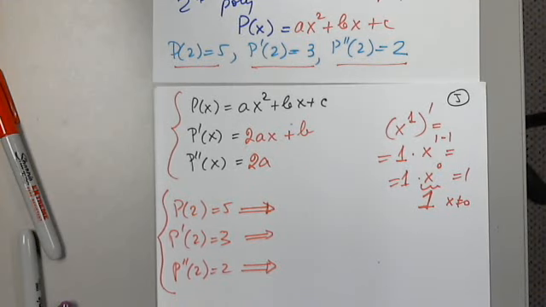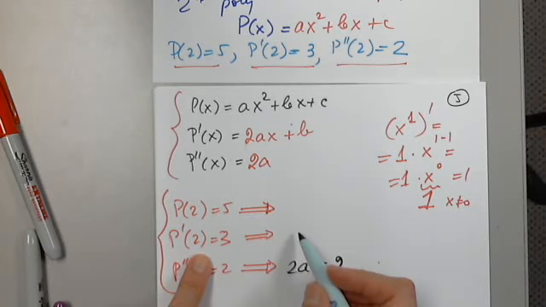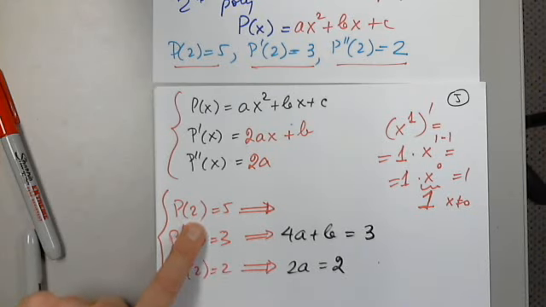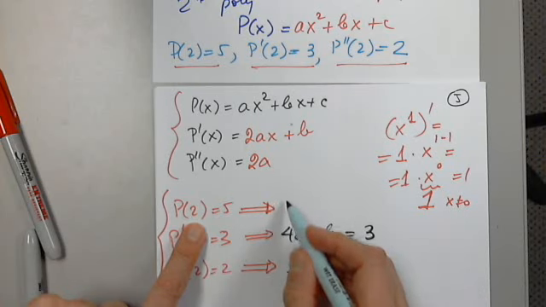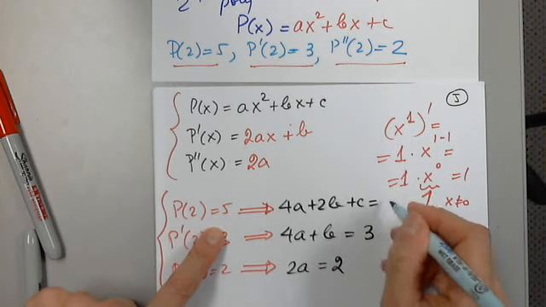Ready? So the first equation, please. Or we can start with the easy one. Yes, 2a equals? There is nothing I can plug in. There is no x. What about the second one? 2a times 2. Very good. So 4a plus b must equal? 3. Very good. And then the top one? 2a, or 4a. Very good. Plus 2b. Very good. Plus c. Very good. 5. That's it.